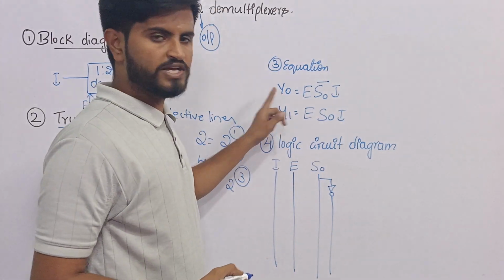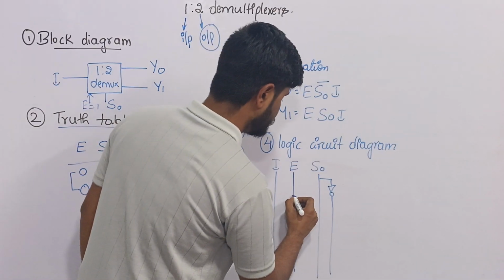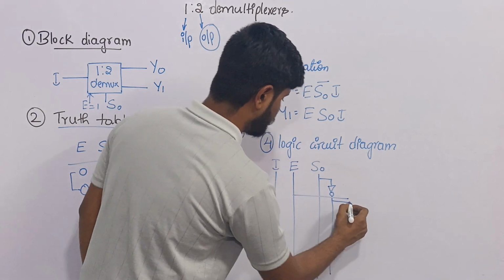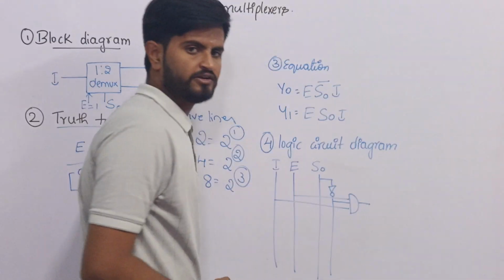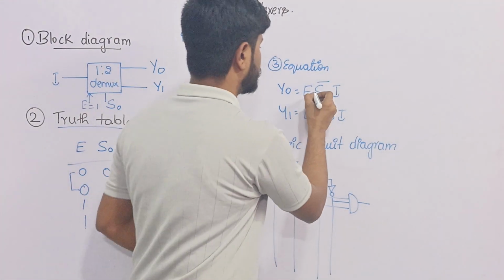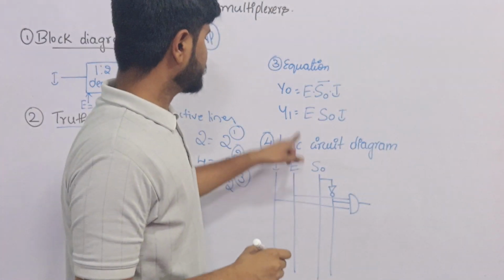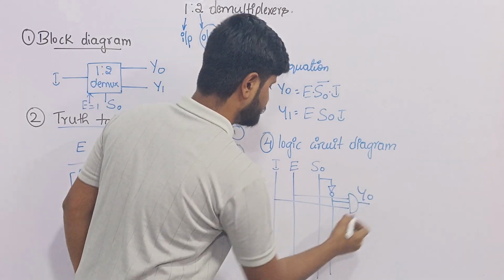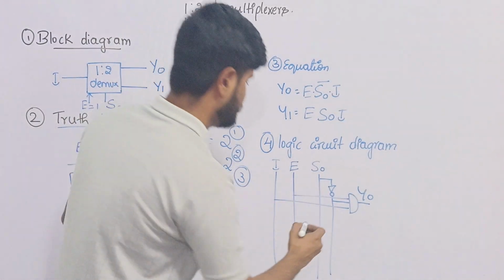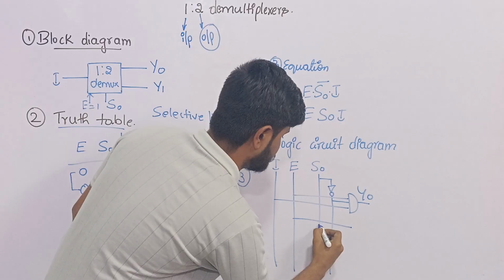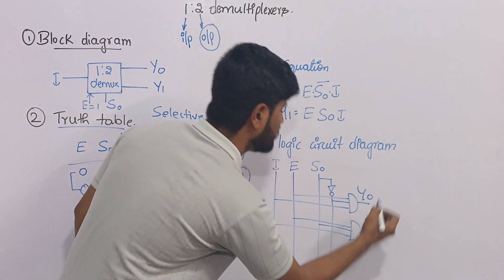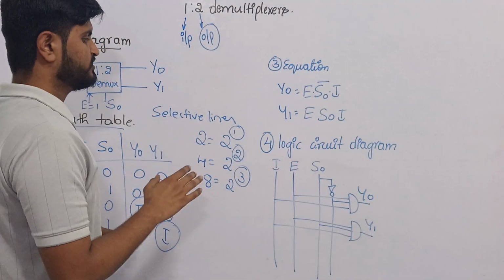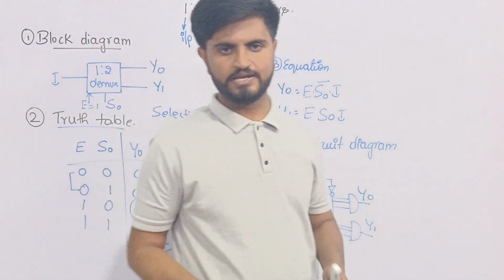Now the first one is Y0. What is Y0? E, S0 bar and I. You will add an AND gate between them because of the dot multiplication. This is for Y0. Now let's write for Y1: enable, S0 and I using the AND gate. This is for output Y1. So this completes the 1:2 demultiplexer.